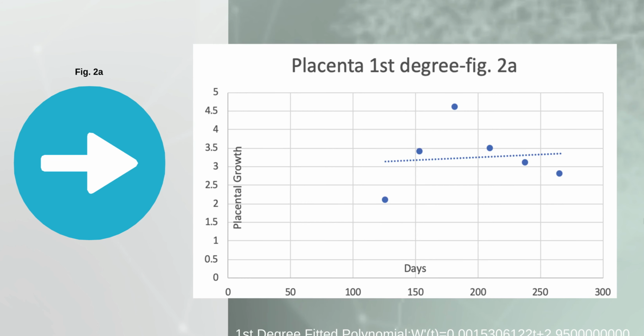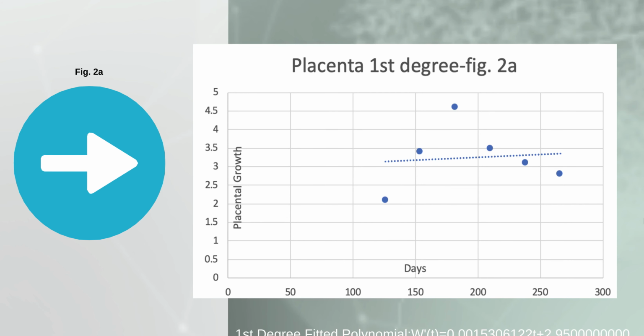For the placenta first degree figure 2a, we did the same thing. We used the given points. We made the graph, and the W prime of t equaled 0.0015306122t plus 2.95000000, and that was also an extremely bad R value.